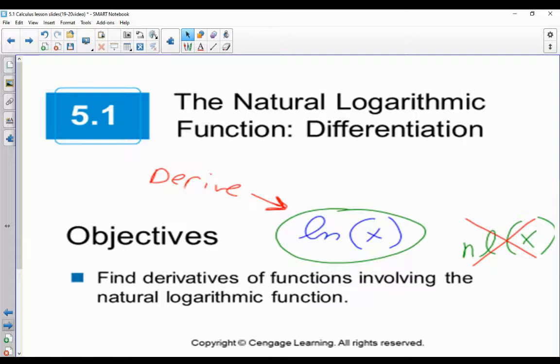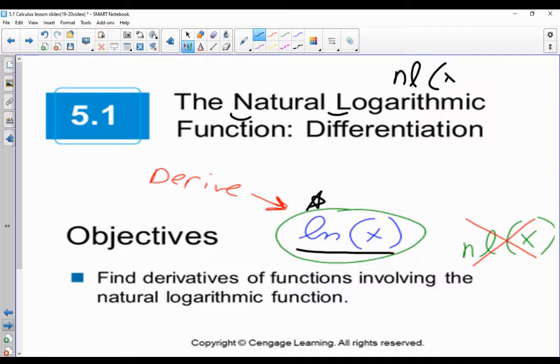Or in other words, I'm going to be showing you how to derive the natural log, ln x. And you probably have noticed that since they call it the natural log, you'd think it would be called NL x instead of ln x. But for some reason, they decided to switch the L and the N around, so it's the log of natural instead of natural log.